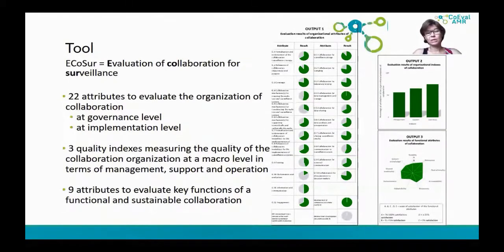All the results for these attributes and indexes are displayed in the graphical representation that you can see on this slide. You will obtain one pie chart for each organizational attribute, one histogram including the results for the 3 indexes, and finally one spider chart for the 9 function attributes results.